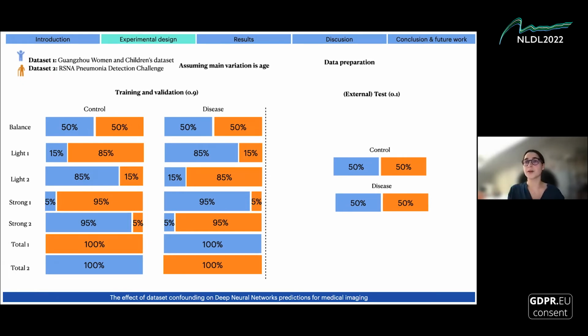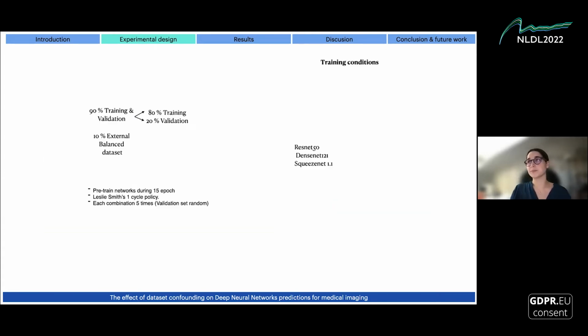Then for the 3 conditions, we have light, strong, and total. In the case of total, for instance, in total 1, all the cases from control came from adults, and all the cases from disease came from kids. And in light and strong, we have 85% and 95% respectively. So then for this 90%, 80% is used for training and 20% we give for validation, plus the 10% external data set that we keep for later.